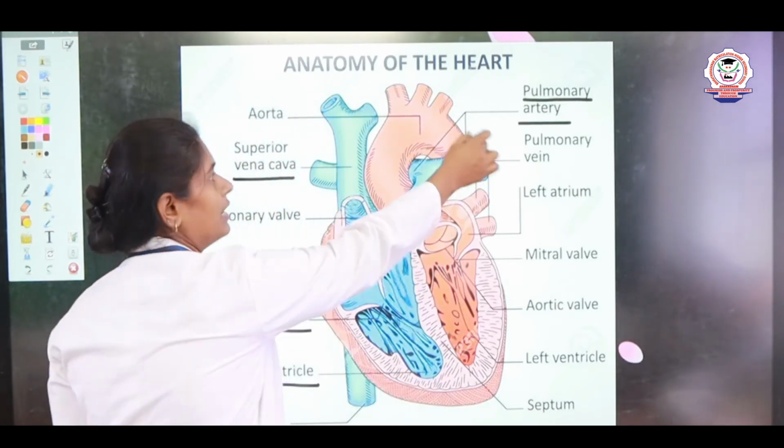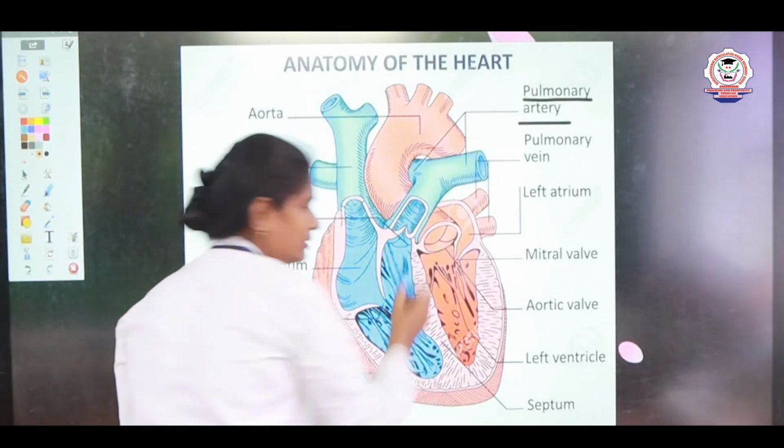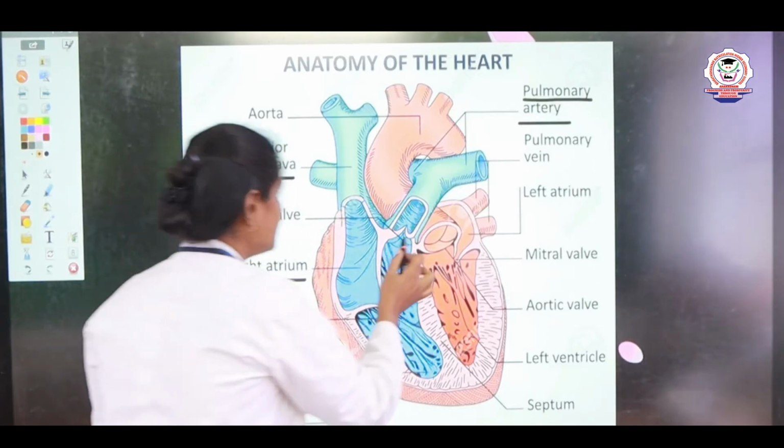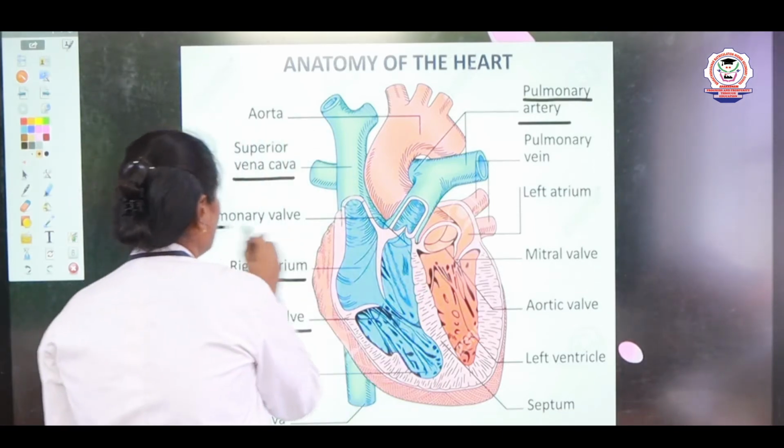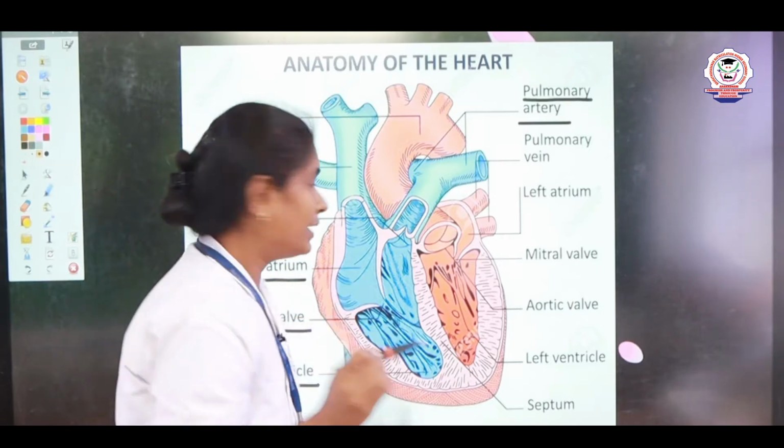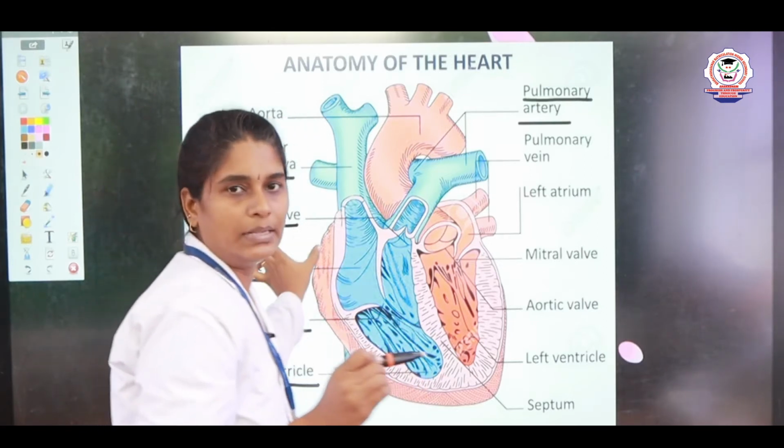Even in the pulmonary artery, there is a valve present. We call this valve the pulmonary valve, or pulmonary artery valve.